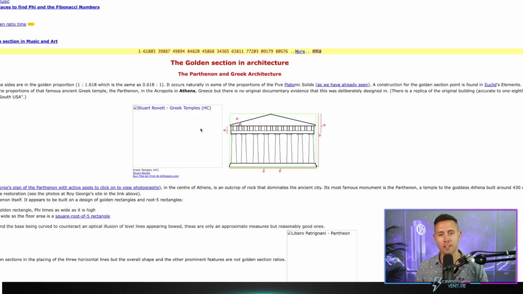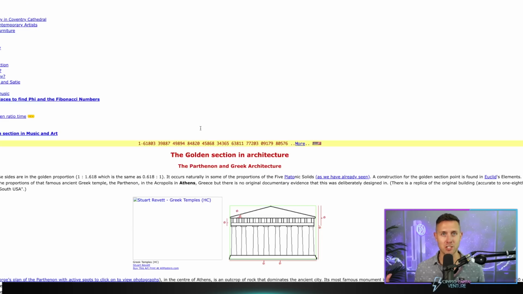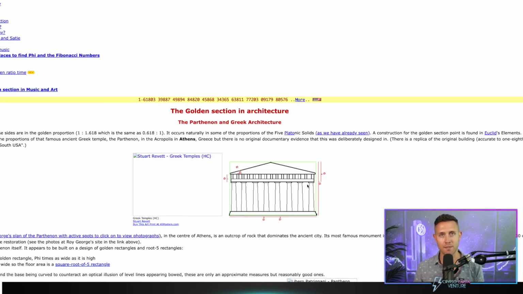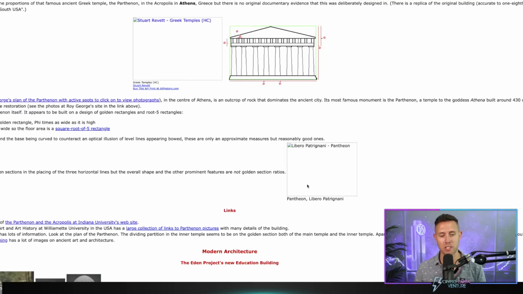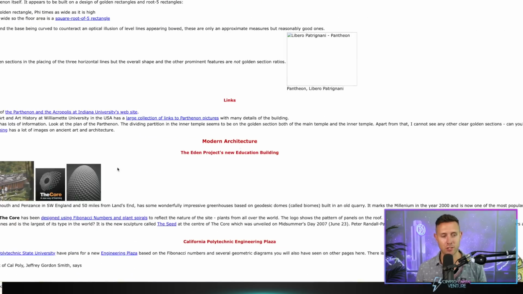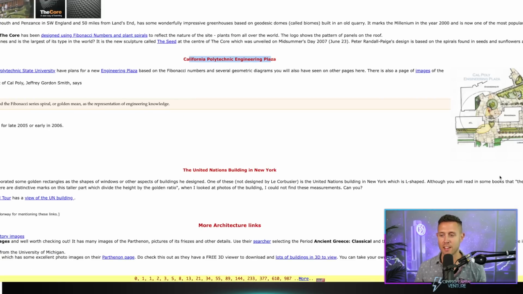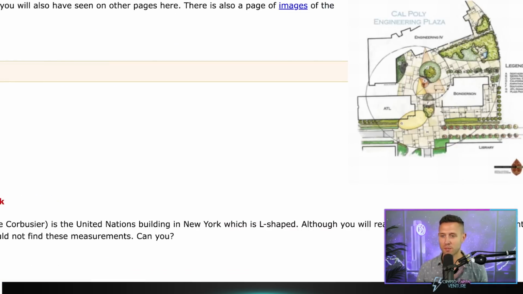Now moving over here to history, architecture back in Greece, right? The Greeks and the architecture that they designed, you find Fibonacci and you find this mathematical sequence there. Modern architecture, you can see the California Polytechnic Engineering Plaza, right? You see Fibonacci in here. And let me just zoom in on what it's referring to. You see the Fibonacci sequence there.